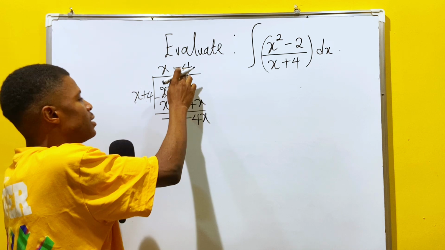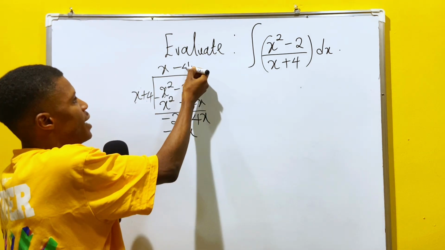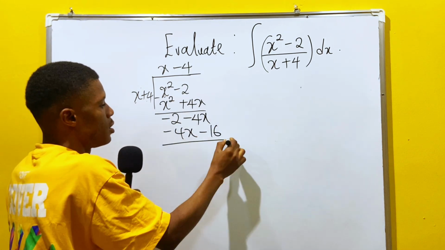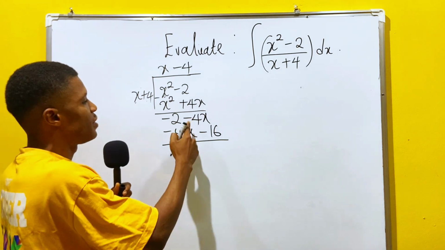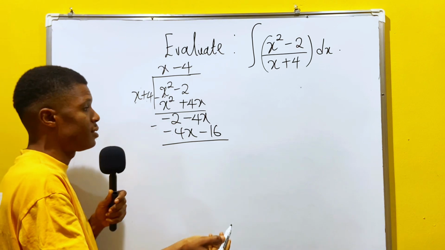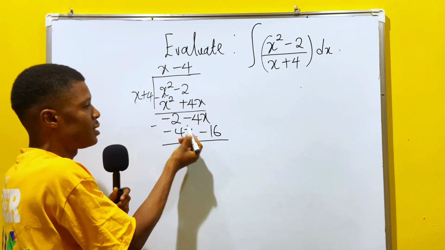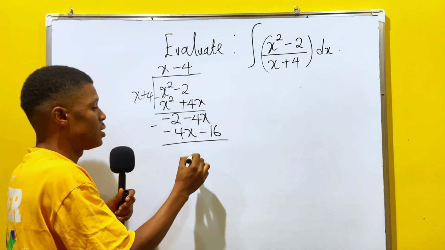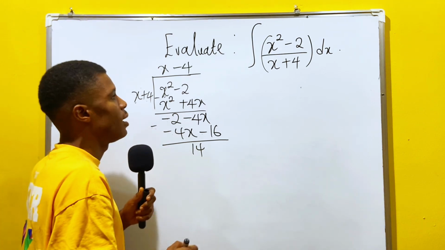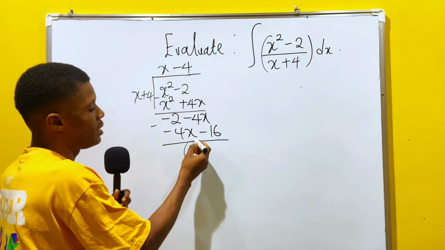So minus 4 times x is going to give you minus 4x. Minus 4 times plus 4 is going to give you minus 16. So here we subtract. We have minus 4x minus minus 4x is 0. So 4x is out. Minus 2 minus minus 16 is minus 2 plus 16, which is what? 14. So this particular expression in the integral, our remainder is 14.